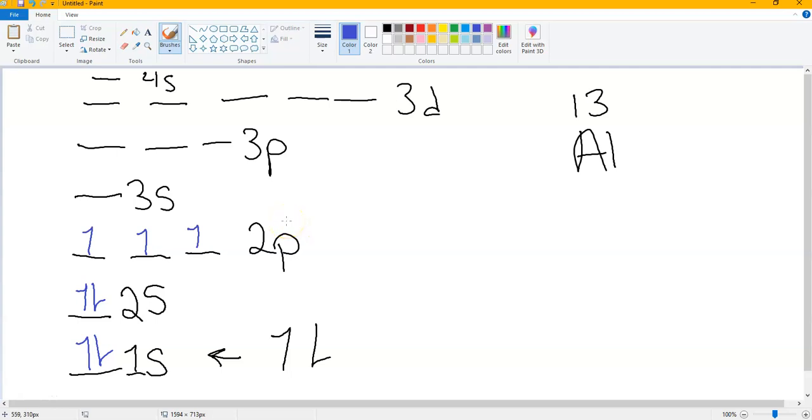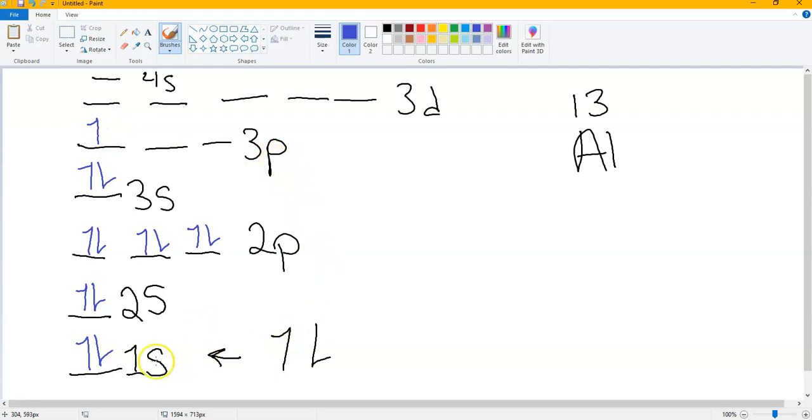So since I have 13 total electrons, I'm going to have to fill up these orbitals, but they like to spread out first if they can. Alright, so now I have 2, 4, 6, 8, 10. So I have 2 more here, and then 1 more in the 3p orbital. Okay? So if you look, I have 2 electrons in the 1s, 2 electrons in the 2s, 6 in the 2p, 2 in the 3s, and 1 in the 3p.